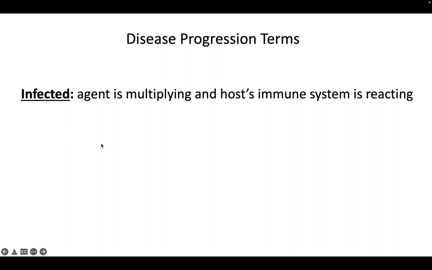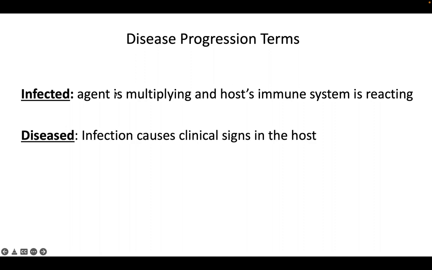So now just differentiating some terminology. We use the terms infected and disease kind of synonymously in English, but they are different ideas. When you're infected, the agent's multiplying and your immune system is responding. When you're diseased, you have an infection that's causing clinical signs. So you can be infected and not diseased. You can have an infection, but you have no clinical signs.